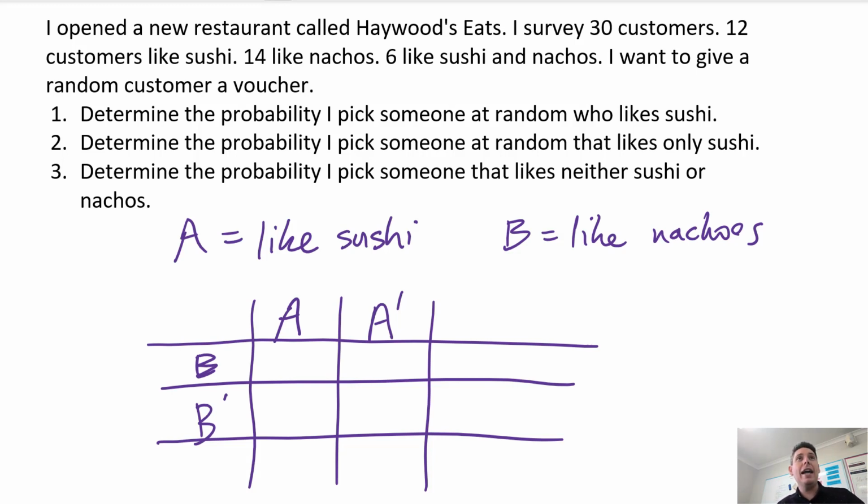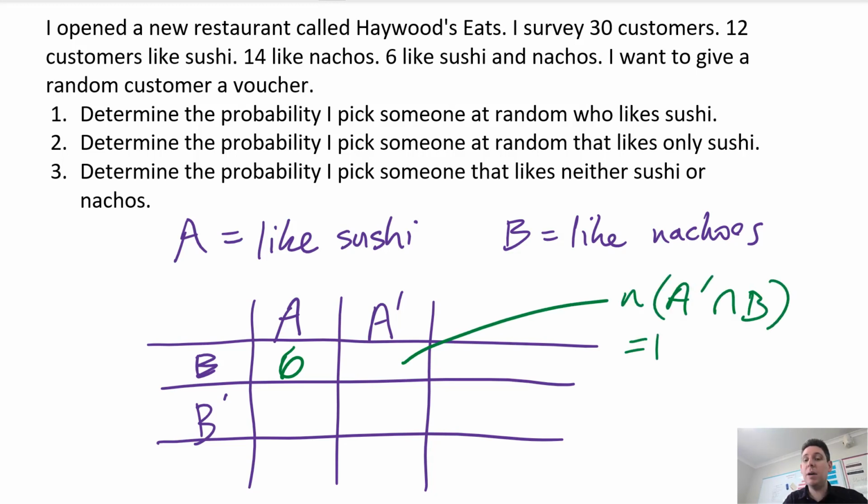So what's the intersection of A and B? What are the people that like sushi and nachos? The intersection. How many are there? So we write the number 6 in that box. So that's the intersection of A and B. What's the intersection of people that like nachos, so B, and people that don't like sushi? The intersection of not A and B. The number that like nachos, which is 14, minus the number that like sushi and nachos. So it's 8. So there's 8 people that only like nachos. They don't like sushi. We took away the 6 from the whole group of nachos.